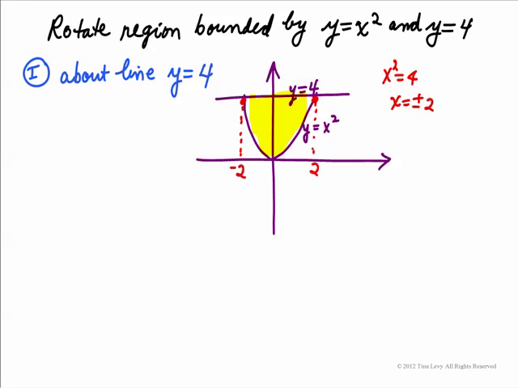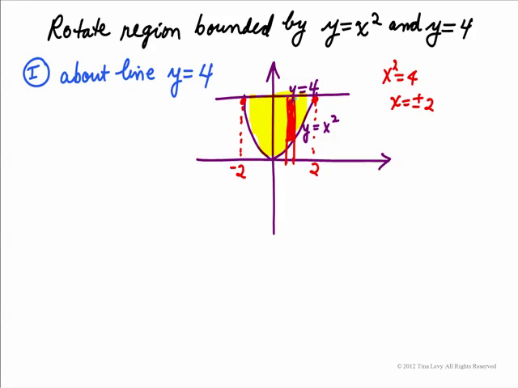We're now going to put in a typical rectangle. If we subdivided negative 2 to 2 into n subintervals, we would get a typical rectangle that is a vertical rectangle. So here's my typical rectangle.